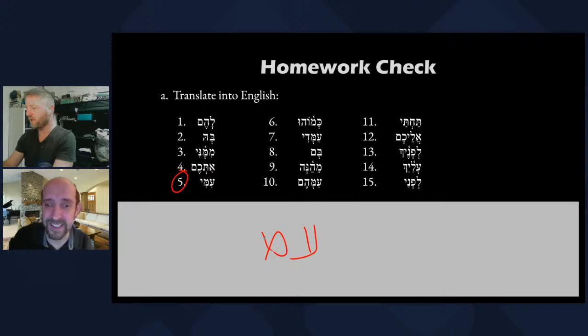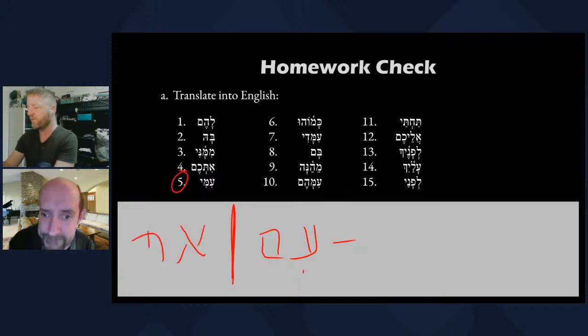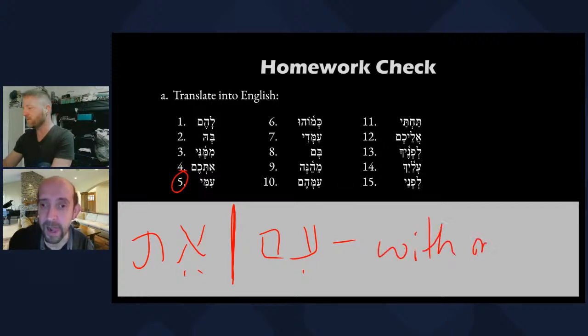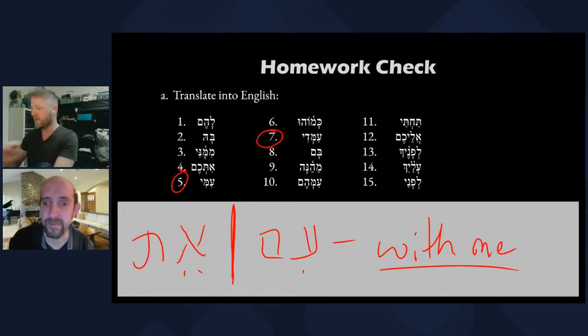Number 5, immi. It's from im, with a doubled mem, right? Okay, so im means with also. So im and et both mean with. So immi means with me. This is not the normal way to say it. Normally it is this one, number 7. Imadi. Imadi and immi are exactly the same, with me.